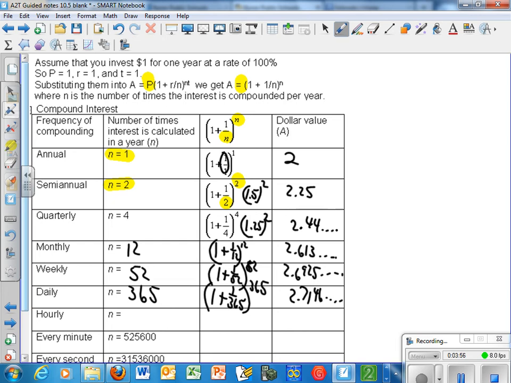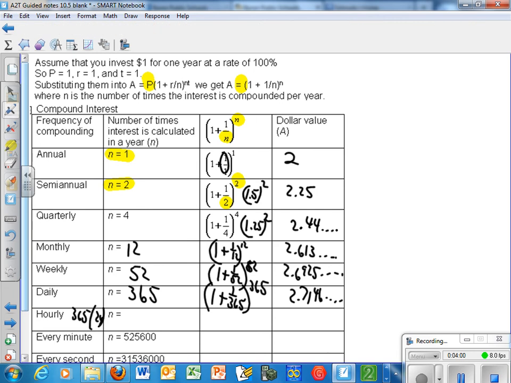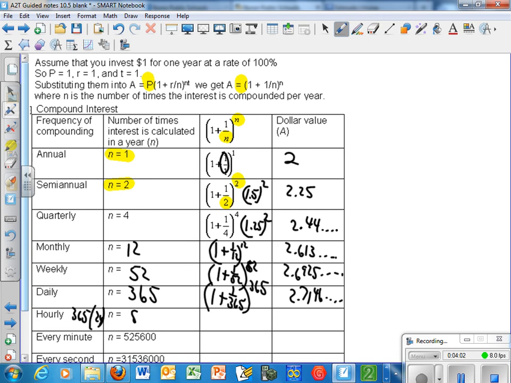Hourly, there's 365 days. Multiply that by 24, so that's 8,760 if you take 365 times 24 hours in a day. So it's 1 plus 1 over 8760 to the 8760 power. It's 2.7181 dot dot dot.